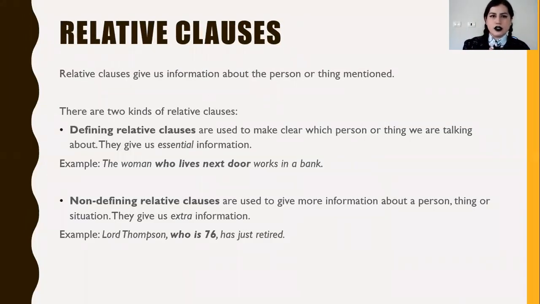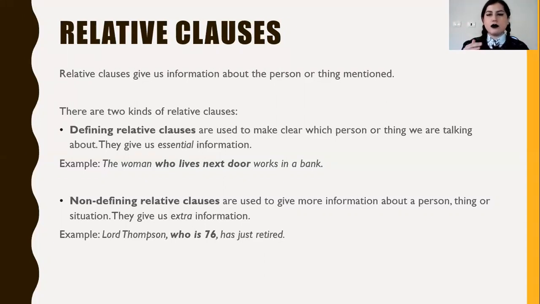Now, relative clauses. I know it doesn't seem like this is related to the topic, but I'm going to explain later. So first of all, what is a relative clause? A relative clause gives us information about the person or the thing that we're talking about. So in a sentence, we have the main clause, that is the thing that we're talking about, and then we have a relative clause. This relative clause gives us information to identify the person or the object that we're talking about. So there are two types of relative clauses, defining and non-defining.